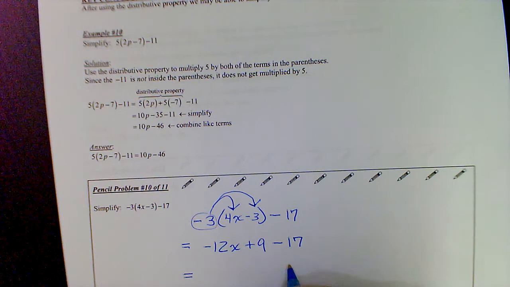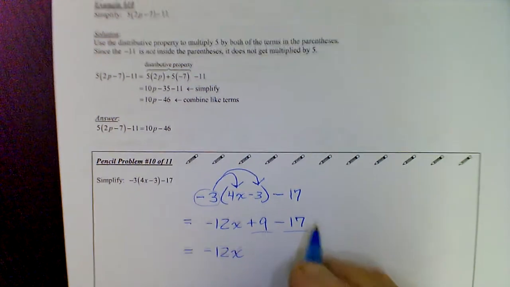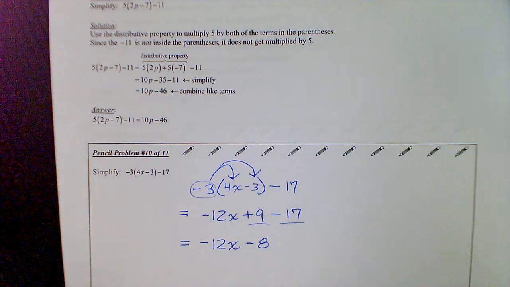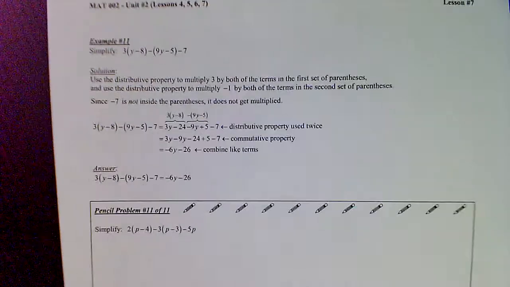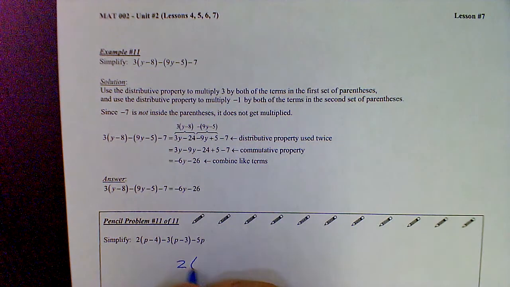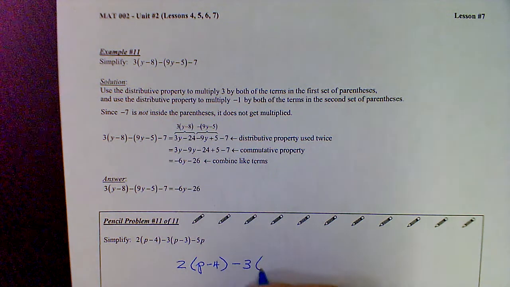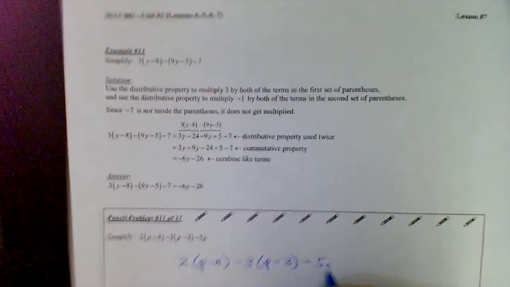And then the only thing to combine here are these constants, because there's no other x's, so the negative 12x stays, and the positive 9 and negative 17 combine to give negative 8. So the final pencil problem, couple distributions here. Let me recopy. 2 in parentheses, p minus 4, minus 3 in parentheses, p minus 3, and minus 5p.